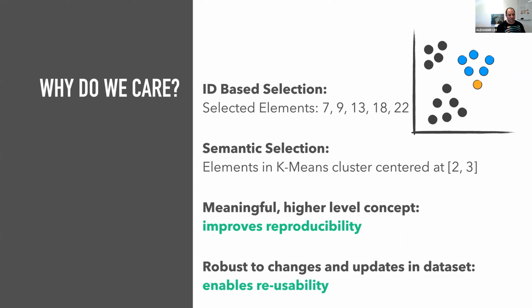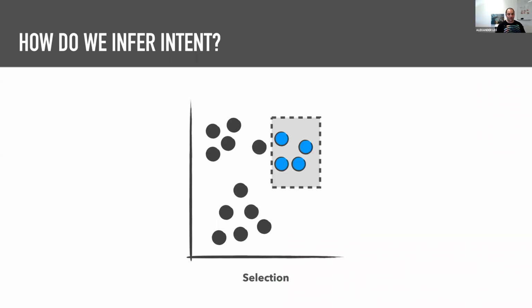Data changes constantly. If I have a visualization and I store the selection based on IDs, and I add this orange point, I couldn't include it. But if I have a semantic selection, I could reasonably infer that the orange point should be part of my selection. So how do we do this?